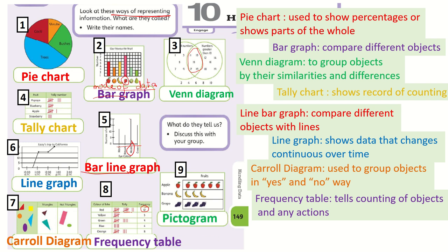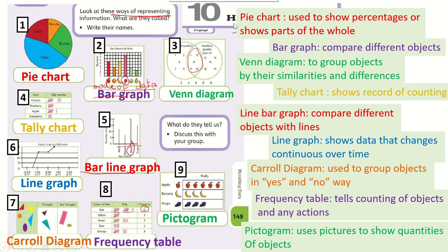Now last one is pictogram. You use pictures to show the quantities. Here are 5 apples, that means 5 people selected apple as their favorite fruit. 3 bananas show 3 people chose banana to be their favorite fruit. Now for pictogram also you have to choose a scale, that you will do later in the upcoming lessons.